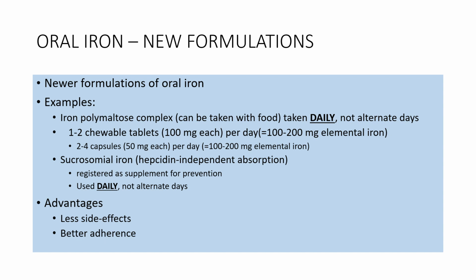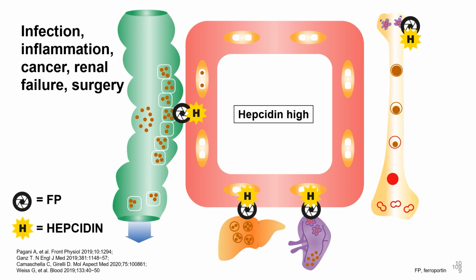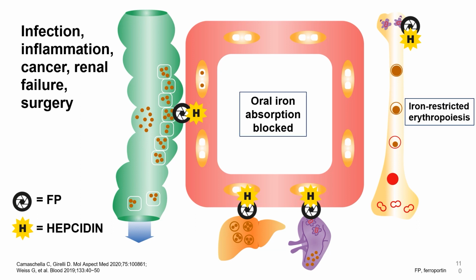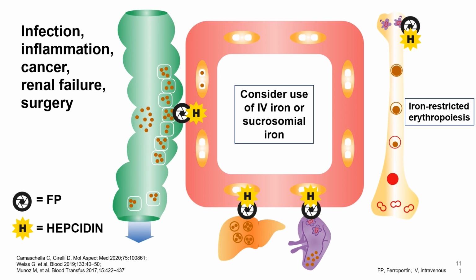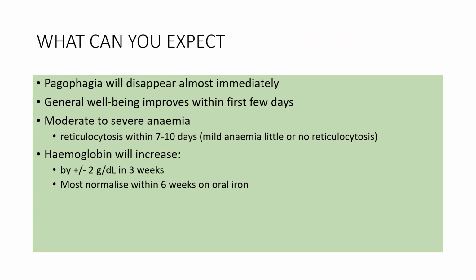When hepcidin is high, as mentioned before, you need to use an alternative route because oral iron absorption is blocked. This is where we will consider IV iron or sucrosomial iron. And what can you expect? Well, so many of these symptoms will disappear almost immediately, such as cravings, this is an example here of craving for ice, pagophagia. The patient should start feeling better within days.